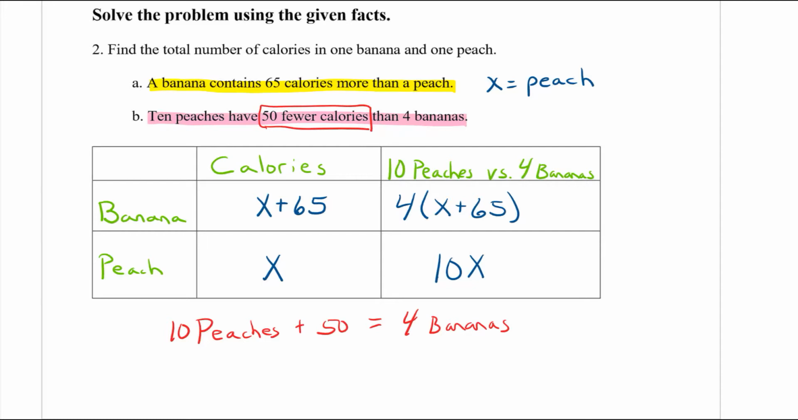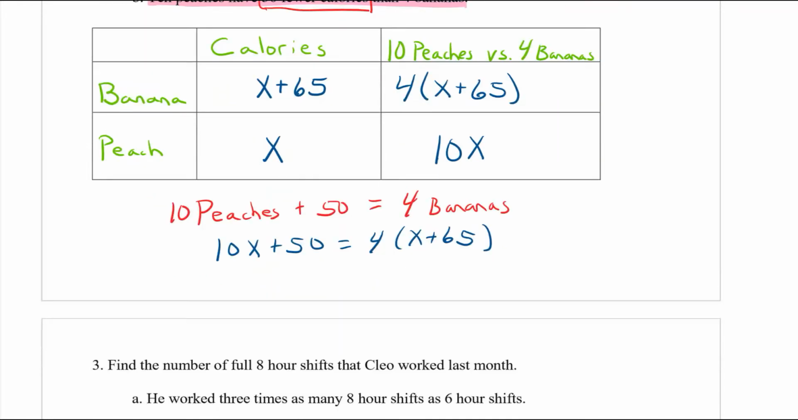Again, sticking with the peaches on the left, I'm going to have 10x plus 50 is equal to 4 times the quantity of x plus 65. All right, so we took our organized information and we wrote an equation. Now I'm just going to quickly solve that by using the distributive property to distribute the 4. And then that's going to be 260. And I'm going to go ahead and just subtract the 4x here.